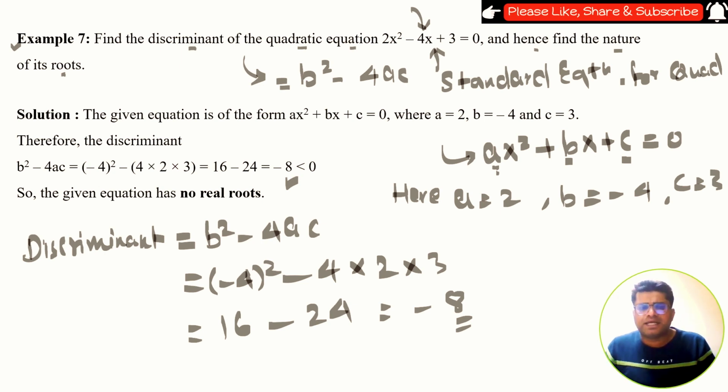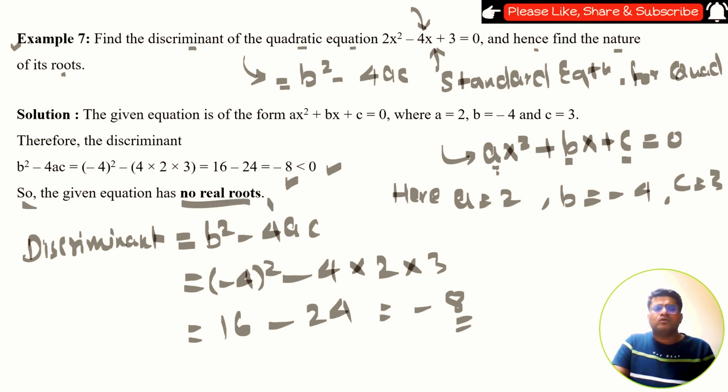Minus 8 is less than 0. In this case, this is case number 3. If you remember the nature of roots, the third case was b square minus 4ac is less than 0. In this case, what is the nature of the roots? The nature of the roots is no real roots. You didn't find any real roots. Okay, student, I hope you understand this solution. Now we will see our next problem.